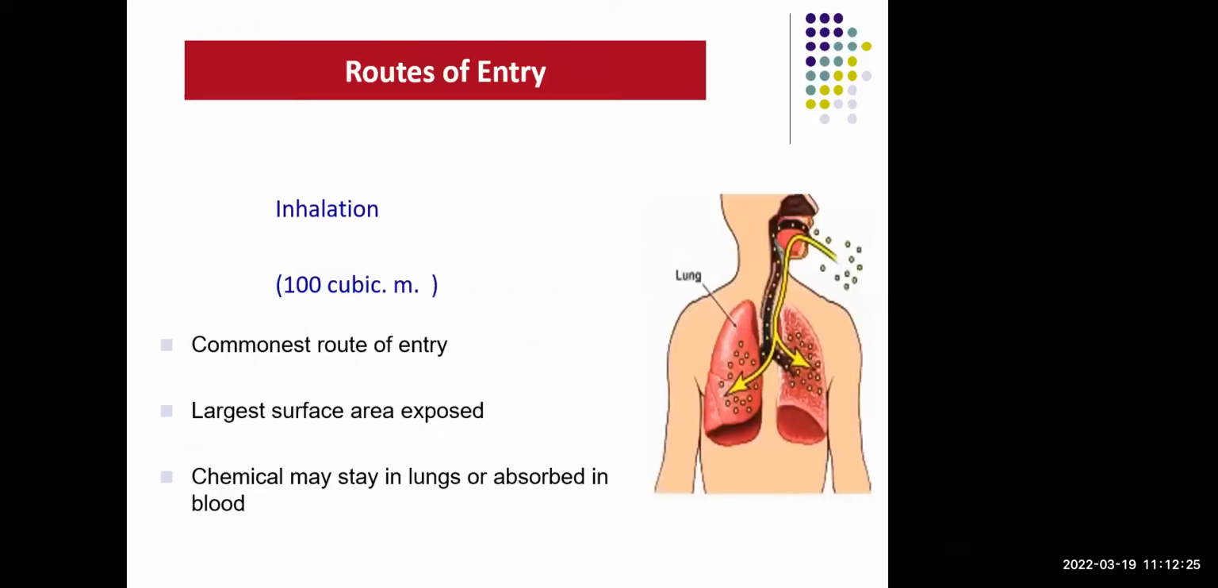Now, how do these obnoxious chemicals enter our body? I'm going to go to the hazards later on. The biggest route is inhalation. It's the commonest route of entry and has a very large surface area, because if you remember your anatomy, the last point in our lungs is the alveoli, and there are millions and millions of alveoli. We exchange oxygen and CO2: oxygen is taken in, CO2 is thrown out. In the same way, not only chemicals, microorganisms can also enter our body, and the COVID-19 virus is a very glaring example. A chemical may stay in the lungs if it's a dust, or be absorbed in the blood, and it may cause systemic effects.